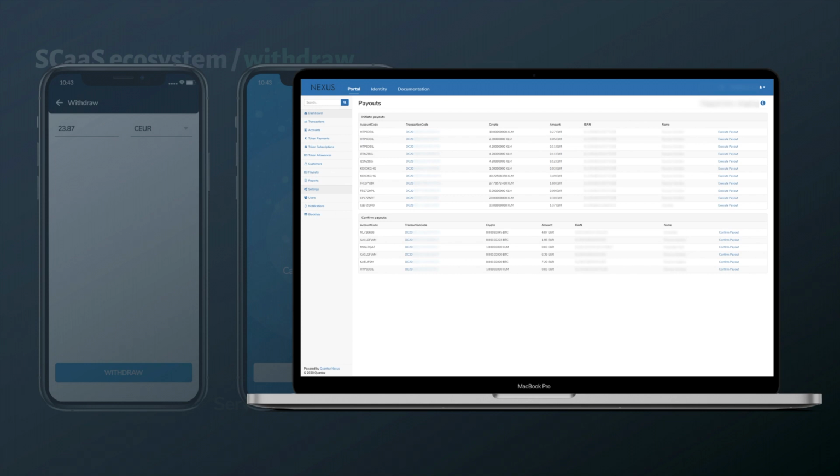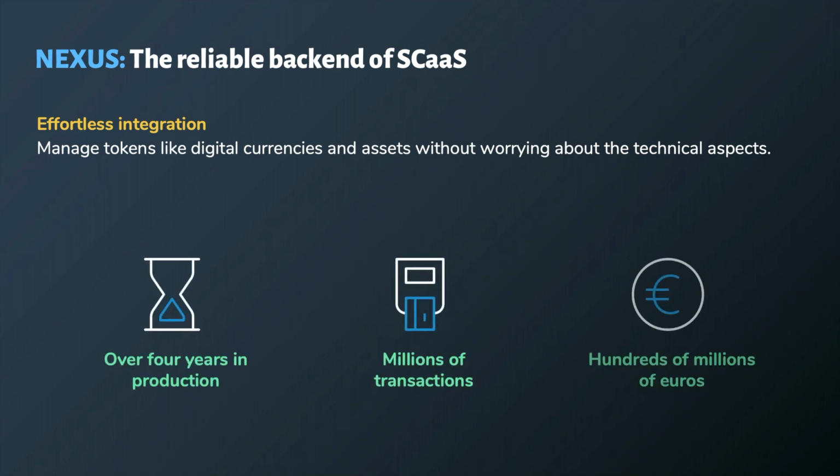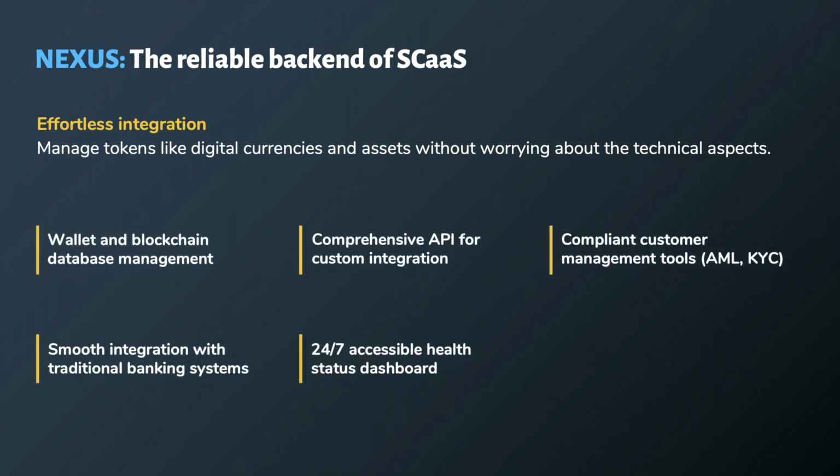Now that you are familiar with the flow of the SCaaS system, I would like to tell you a little bit more about our backend system, which is Nexus. With Nexus, you can easily integrate public blockchain infrastructure into your existing financial applications and manage tokens like digital currencies without the need to deal with the technical aspects. Nexus has been in production for over 4 years, processing millions of transactions worth hundreds of millions of euros. Nexus offers a great set of APIs and tutorials to help you integrate its functionality into your applications.